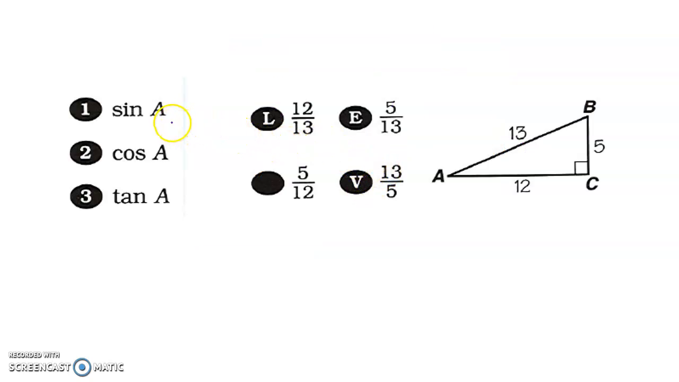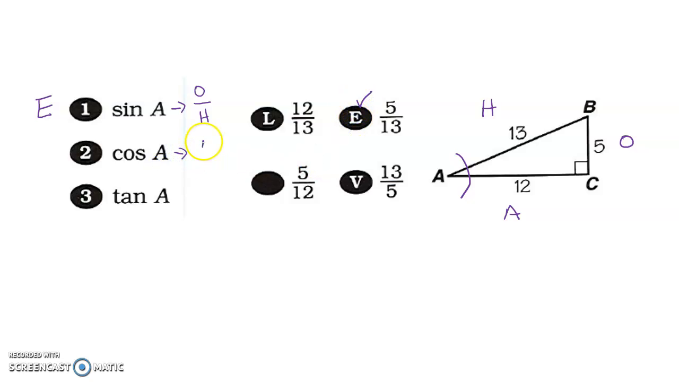Now, it's asking me sine A, cosine A, tangent of A. Which one is which over here? A is my angle of interest. I'm going to go ahead and label this triangle. Here's my opposite, my hypotenuse, and my adjacent. Sine of A, remember, is opposite over hypotenuse. So my opposite is 5, and my hypotenuse is 13. So this one would be E, right here.